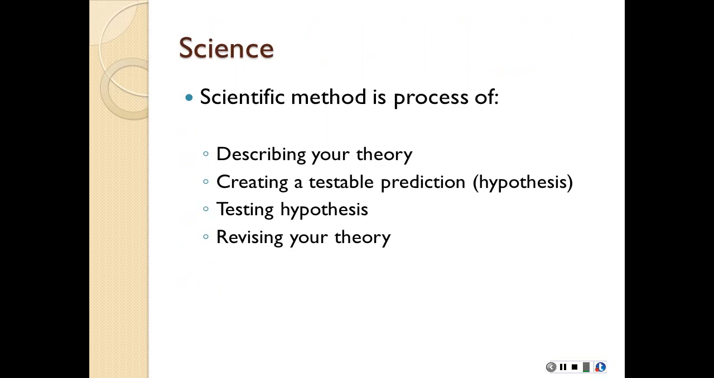So, the scientific method: you start by describing your theory. You then create your testable prediction, your hypothesis. You then create some study designed to test your hypothesis, at which point you then revise your theory. So it's a circular process, you never stop. You're never going to come up with the final answer. There'll always be somewhere else you can go.